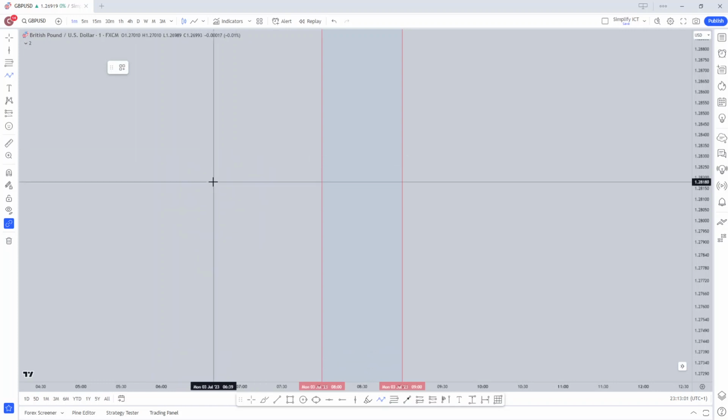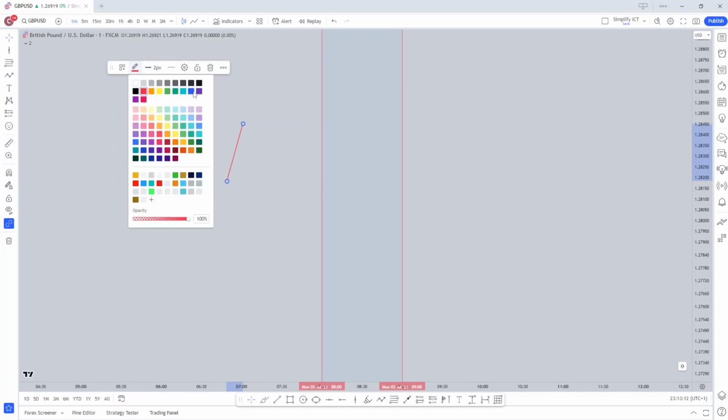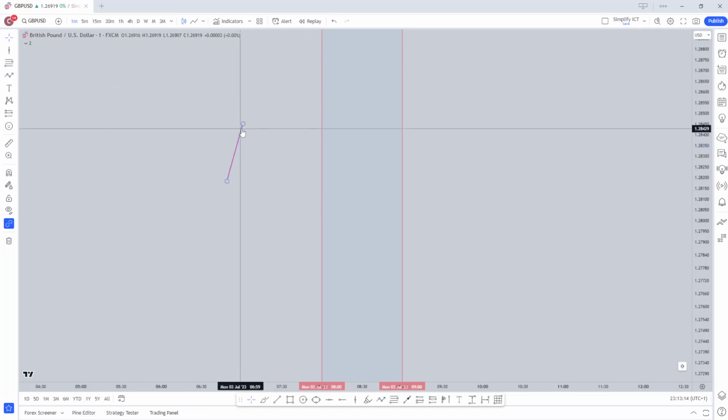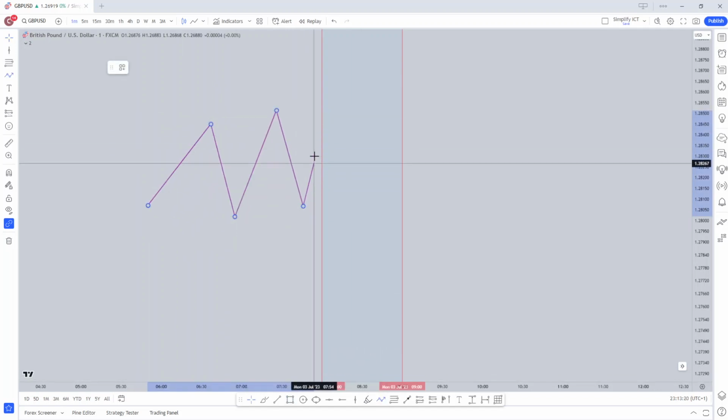So you might have heard of the accumulation, manipulation, distribution, power of three from ICT, but a lot of people aren't explaining it right, and this is the right way to trade it. So the first step is this. Before 8 o'clock, price is accumulating orders. What do I mean by this? So you'll see price making structure before 8 o'clock, for example, these highs, these lows over here.